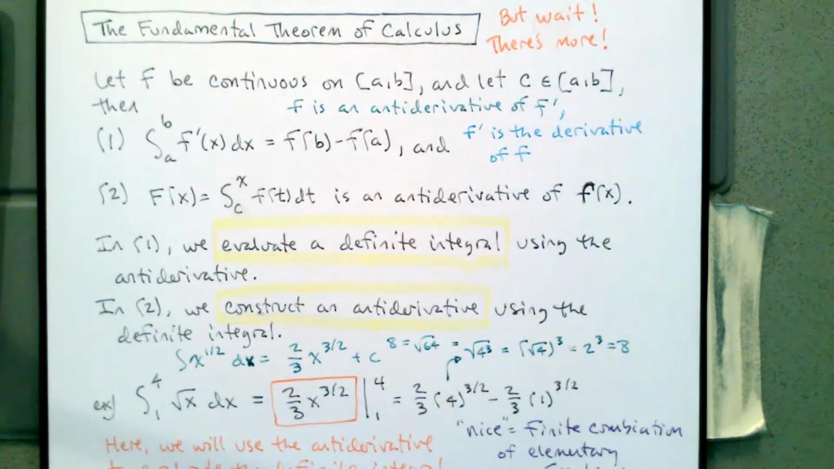And capital F of x, defined to be the definite integral from 0 to x of f of t dt, is an antiderivative of f of x. More importantly, you should understand that in the first part of the fundamental theorem of calculus, we are evaluating a definite integral using an antiderivative. And in the second part, we are constructing an antiderivative using the definite integral. Any questions?